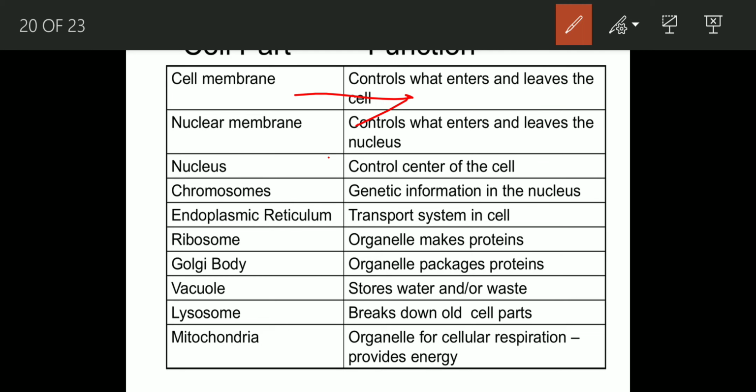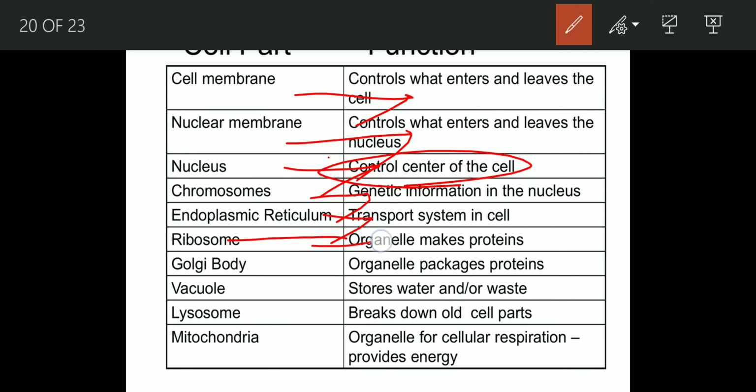It controls the exit and entering of the different substances inside the cell. The nuclear membrane controls what enters the nucleus. The nucleus controls the center of the cell. The chromosomes contain genetic information. The endoplasmic reticulum is the transport system of the cell.